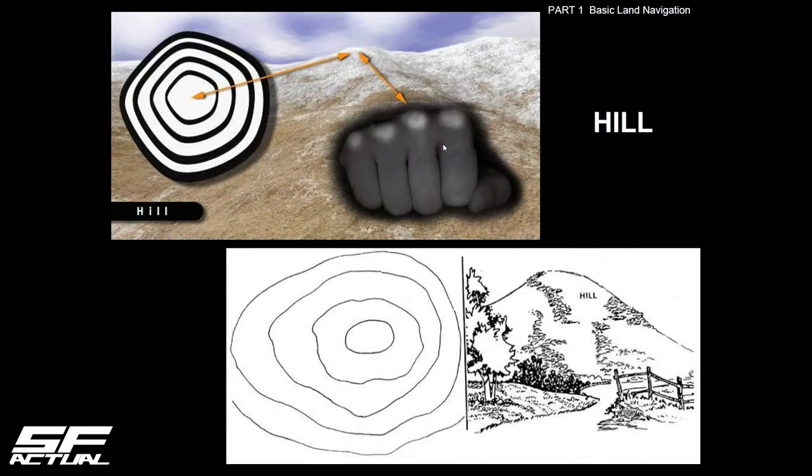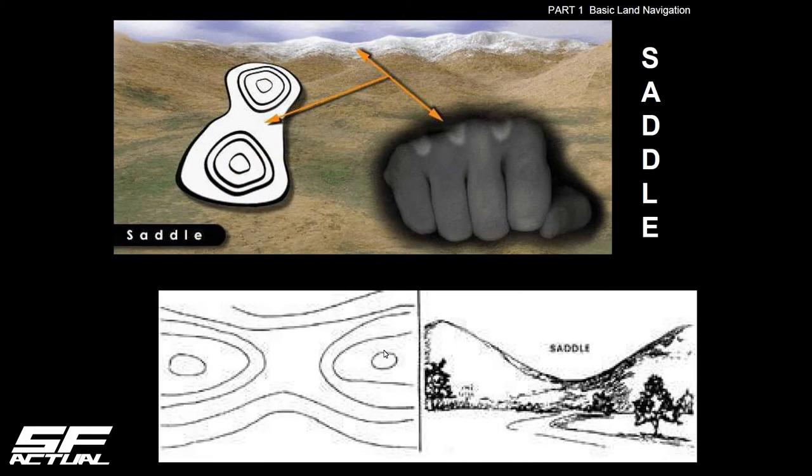The next one is a hill, right? And we described what a hill was: contour lines coming all the way in, getting smaller and smaller to show a hill. Another thing is a saddle. So they're actually going in between the fingers here for a saddle.